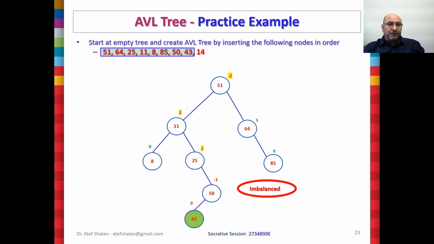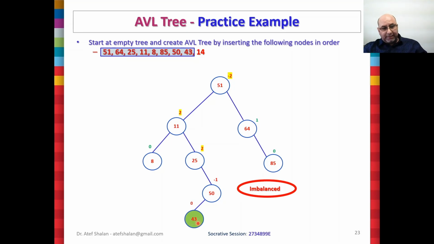Now I want to insert the 43. Of course, my insertion path will be: 43 is less than 51, so I go to the left. 43 is larger than 11, I go to the right. Larger than 25, I go to the right. Less than 50, then I go to the left. I insert to the left of the node 50.